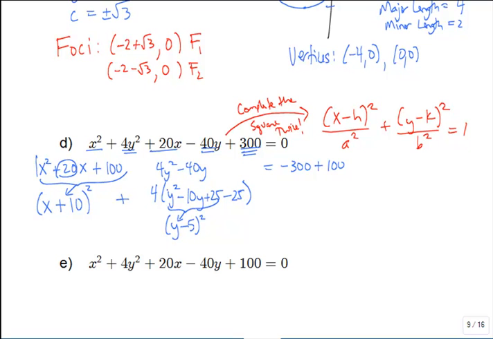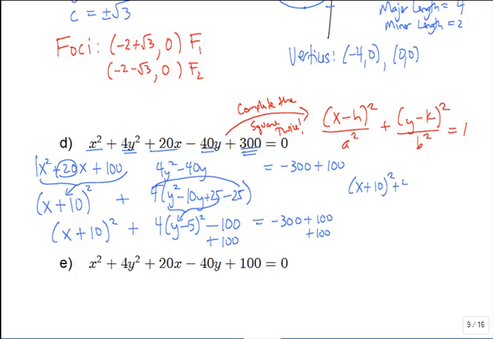But what I'm going to do next is distribute this 4 across to that minus 25 and also distribute this 4 to my factored form. So now it looks something like this. So what we have next is this situation right here. We're almost there. Now that I've distributed that 4 across, I can add this 100 over to the other side, and this is now going to become x plus 10 quantity squared plus 4 times y minus 5 quantity squared.